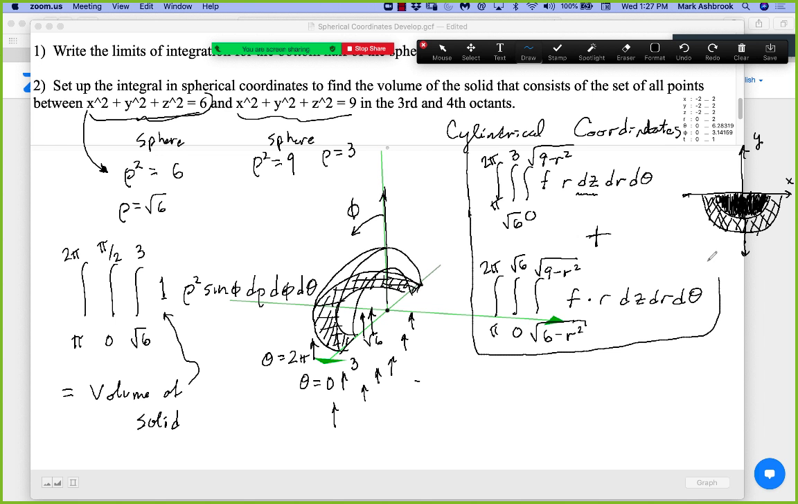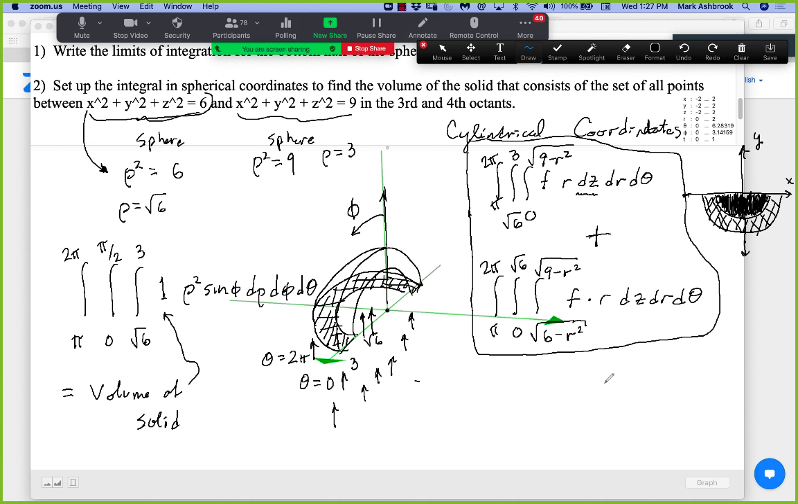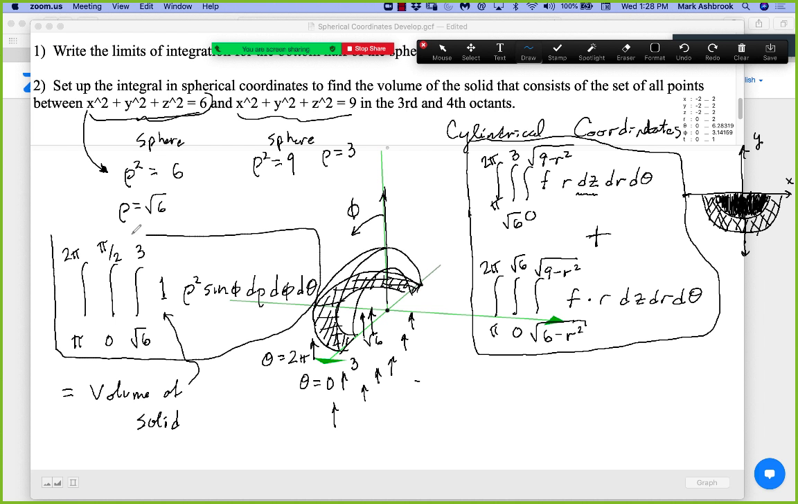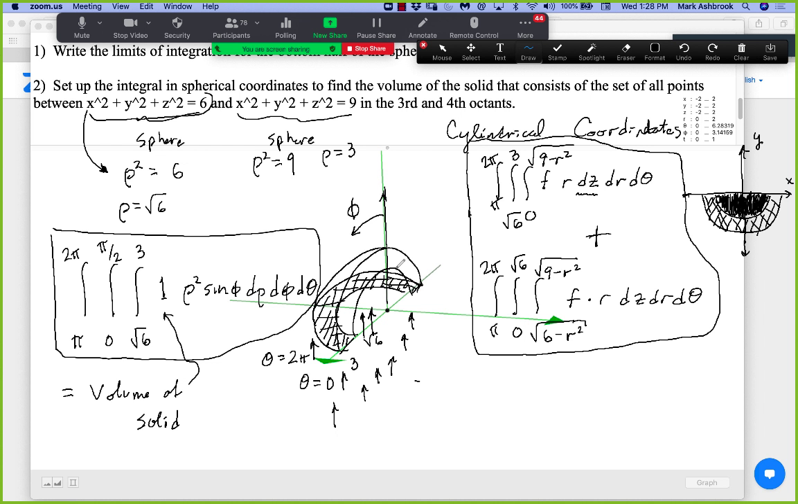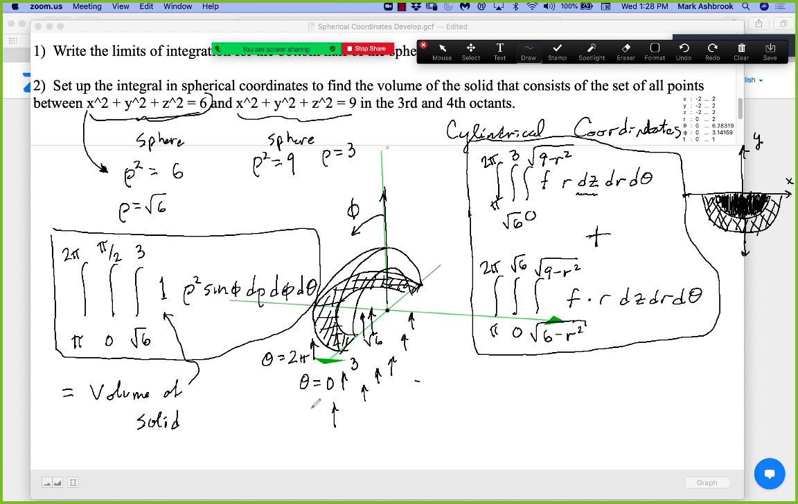Any questions on the cylindrical version? So what is it about this solid that makes it so much easier to do in spherical coordinates and more complicated to do in cylindrical coordinates? What is it about this solid that lends itself to spherical coordinates?